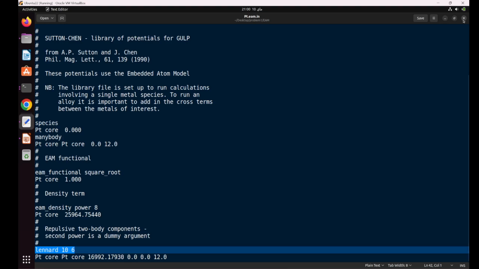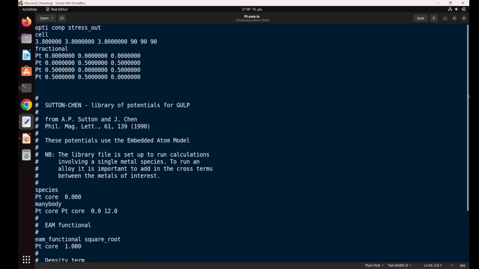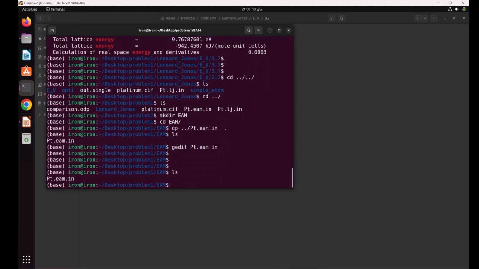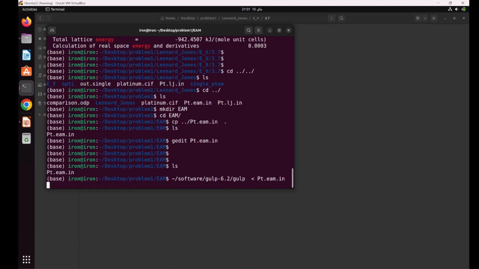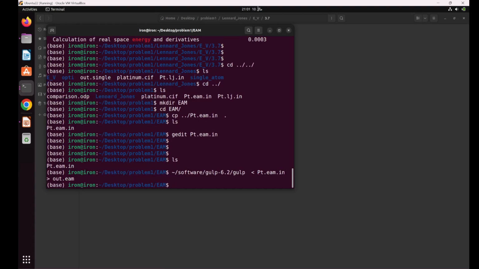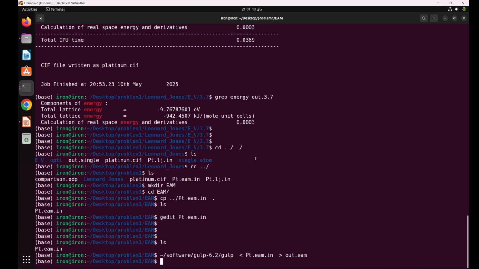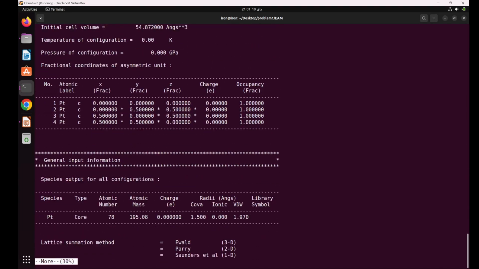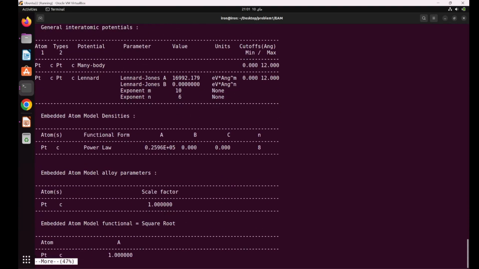Okay, so we had a look at the file. Now we will go into the optimization. So let's call gulp again, version 6.2, and gulp binary platinum. Let's request an output which is going to be called out.eam. And it's very fast. So let's see what we have here. Pretty much the standard output stuff, which we covered before, so there is no need to go over this again.